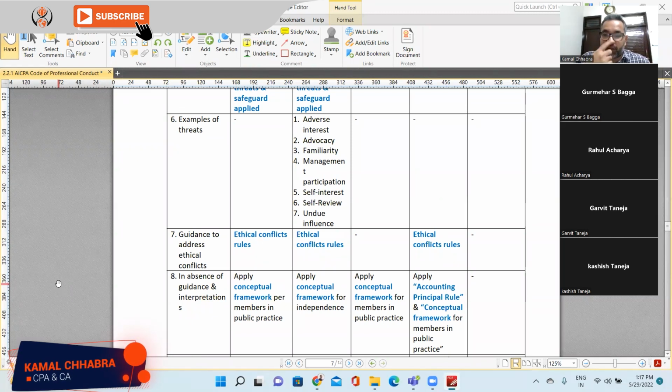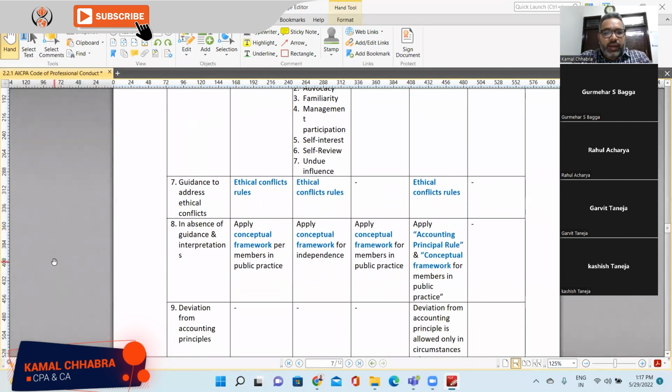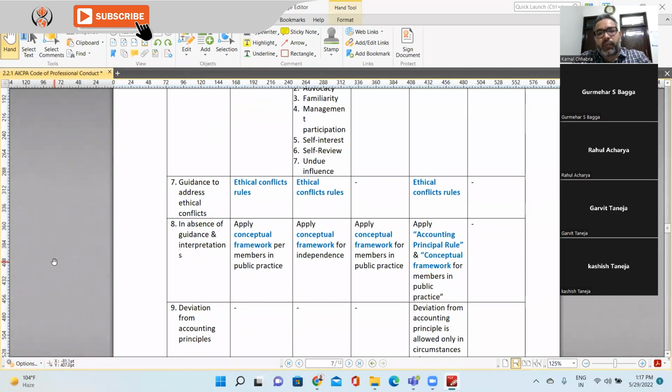Okay. Right. So next one is guidance to address the ethical conflicts. So if there are any conflicts on account of ethics, which guidance should you refer to? Ethics and conflict rules. There are separate rules called ethics and conflict rules, so that you need to adhere to. That comes under the objectivity and integrity rule. They come under the independence rules, and they come into the accounting principle rules also. So wherever you have any ethics-related issue, you need to go back to the ethical and conflict-related rules.